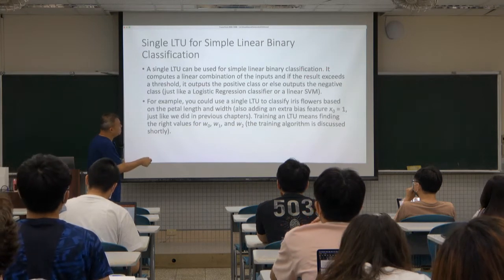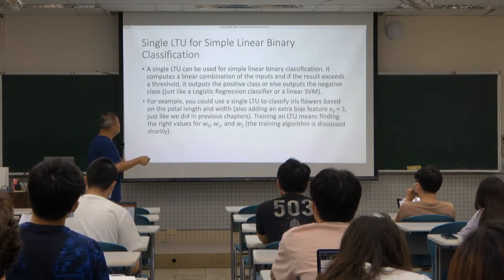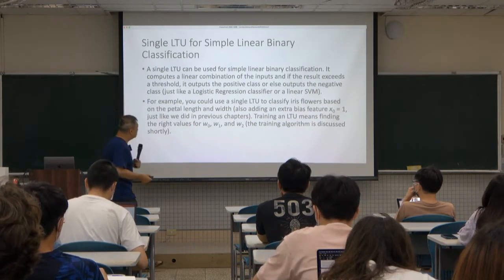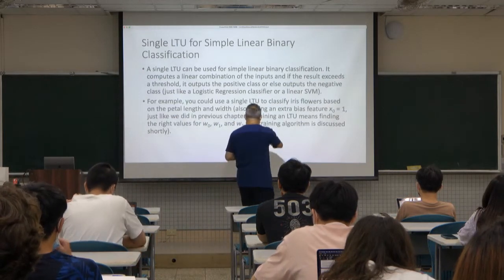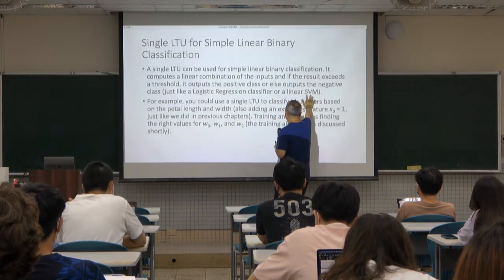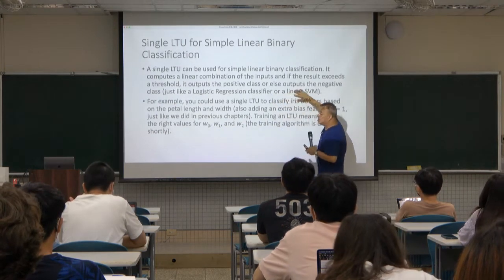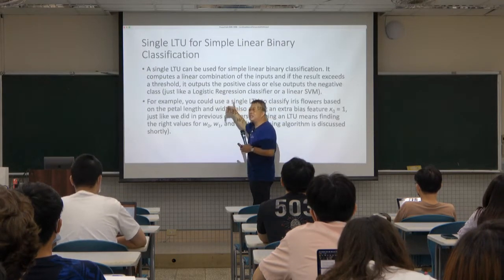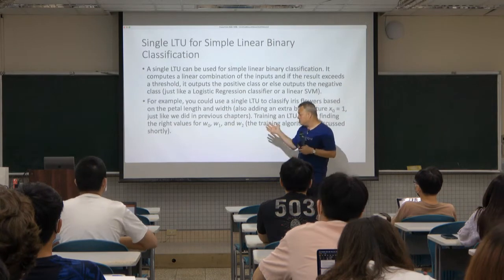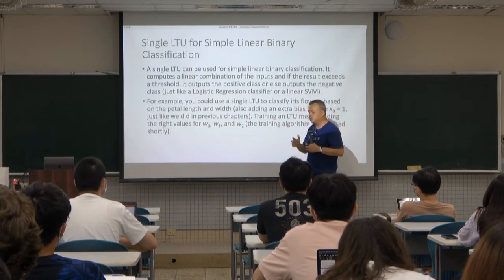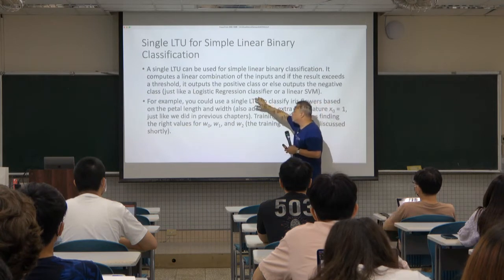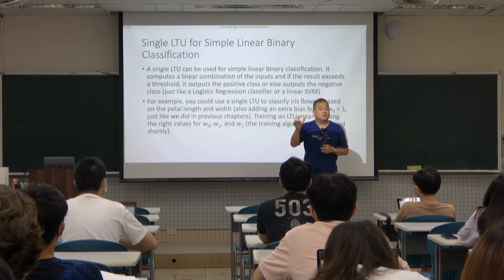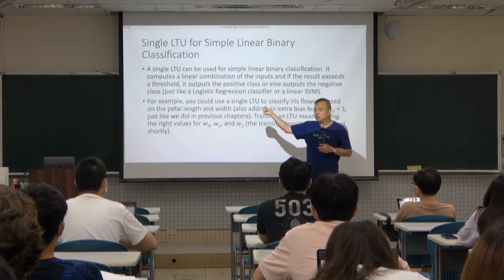So it computes a linear combination of the inputs, and if the result exceeds a threshold, it outputs the positive class, otherwise it's negative. So it's kind of like a linear logistic regression classifier, okay? Or a linear SVM. If you don't know SVM, don't worry about this. We talked about linear regression, so the logistic regression classifier is somehow similar to linear regression. If you don't know about that, don't worry too much. But you can certainly check out the first half of the textbook for the associated material.